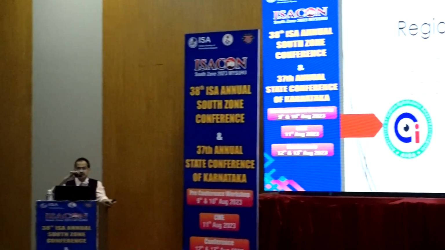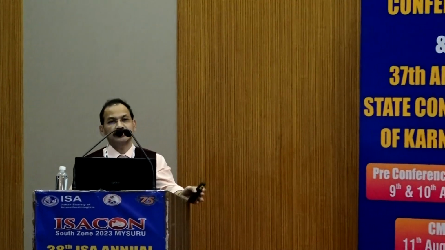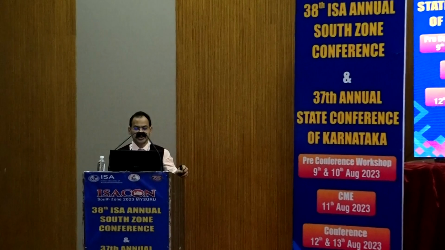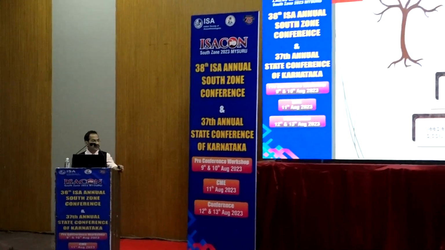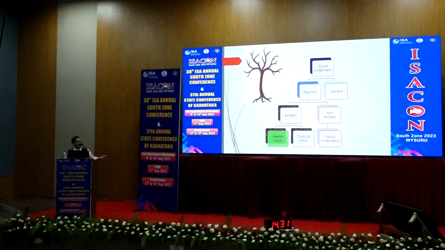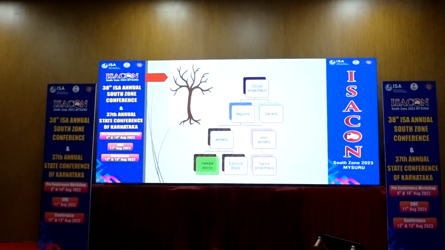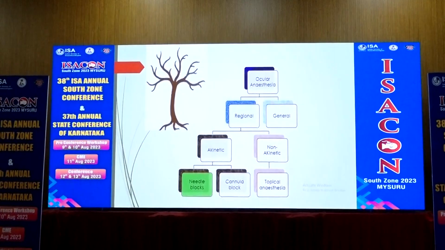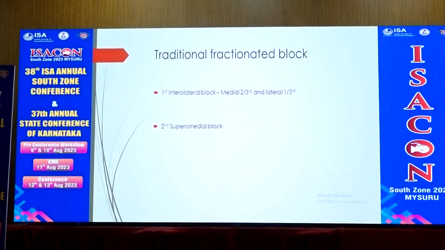Thank you for the nice introduction. So today's topic I will be talking about the regional ophthalmic blocks. The ocular anesthesia as such can be divided into regional and general. The regional can be divided into akinetic and non-akinetic. The akinetic, where complete globe akinesia can be achieved, has two techniques. One is called needle blocks and the other one is cannula block. Today we will be seeing mainly these needle blocks and cannula blocks. First and foremost, we will see the technique of needle blocks.